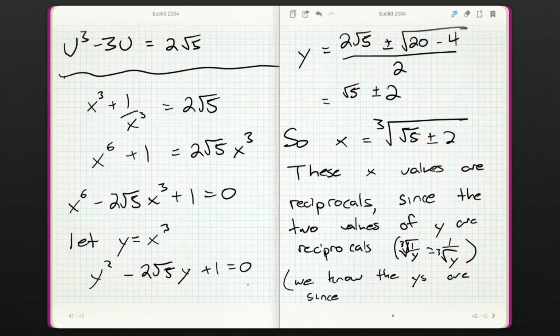since, well, there's lots of reasons, but let's say since, well, heck, we'll just compute it. We could have been fancy and said since the constant term is 1, but I feel that that's not entirely the easiest thing to explain right now. All right, so we get those ones. So fine, the x values are reciprocals.